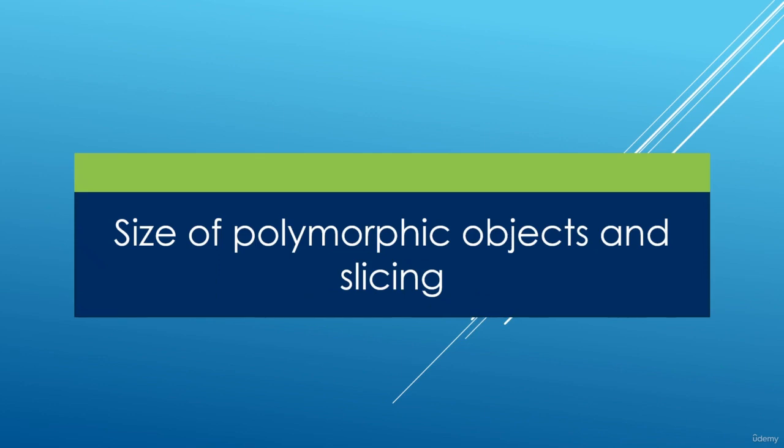In this lecture, we're going to explore the size of polymorphic objects, or objects that use dynamic binding, and we're going to learn about the concept of slicing if you happen to assign a derived object to a base object. We're going to see how this works out.